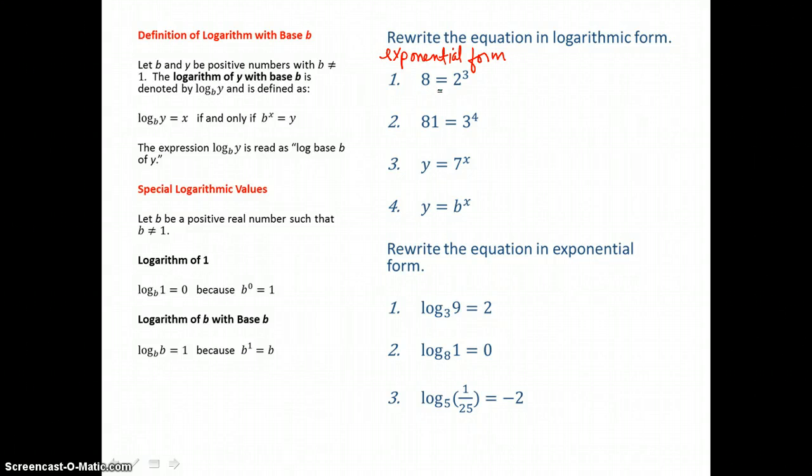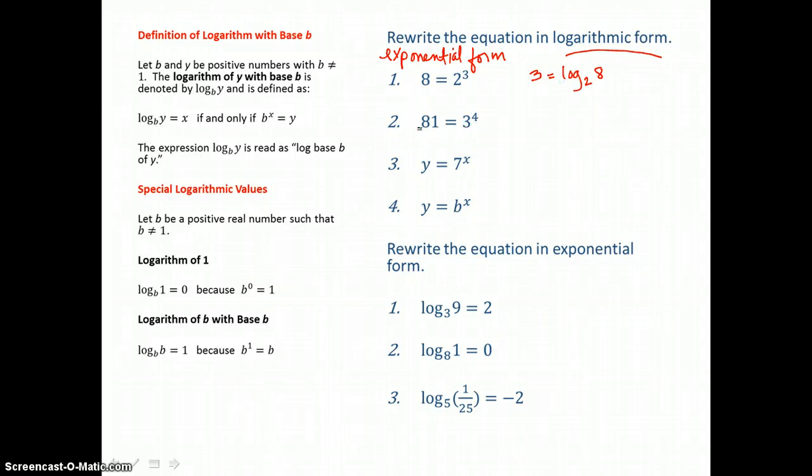And you can see that these equations have a base raised to a power, an exponent, and it's equal to some value, some number. Well, that can be changed to logarithmic form by solving for that exponent. That exponent 3 is equal to log base 2 of 8. Those two equations, one in exponential form and the other in logarithmic form, say the same thing.